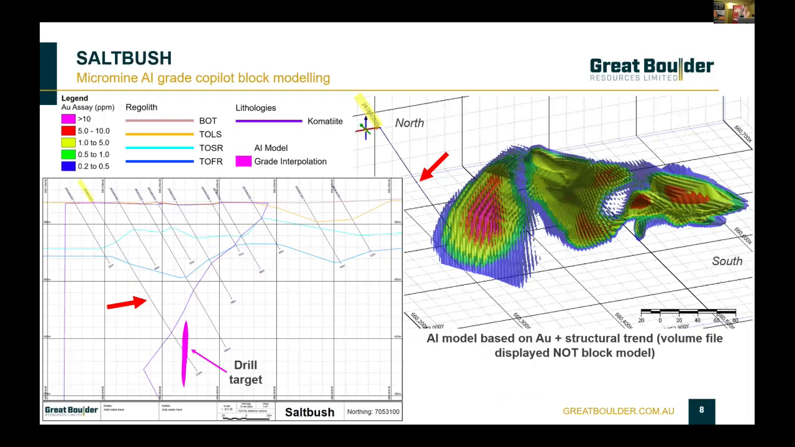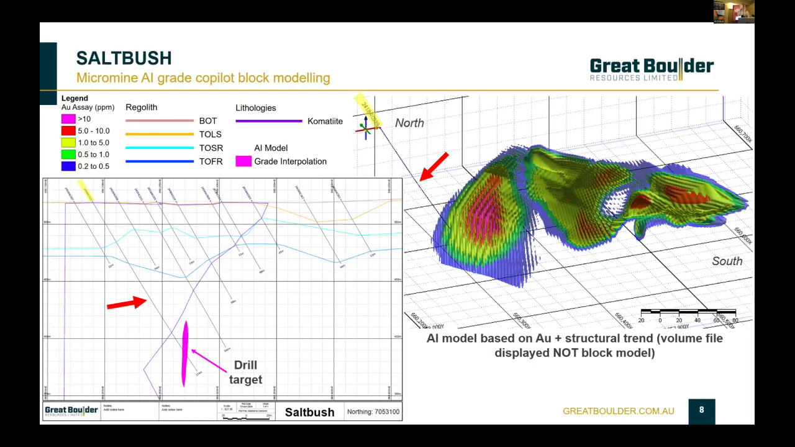So in October just gone, our manager organized a trial run of the Micromine AI Grade Copilot block modeling license. And so I just had a go on this and threw in the Saltbush data, and produced a few different models based on different pieces of data. And I generated this model here, which is based purely on gold and structure.